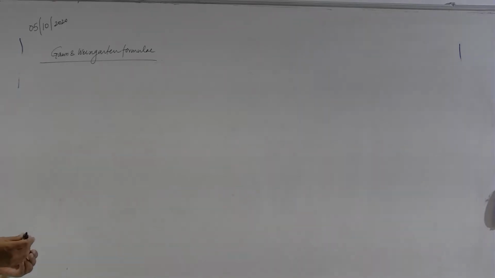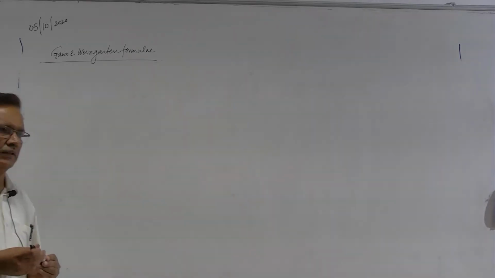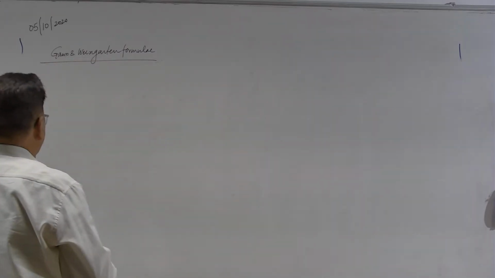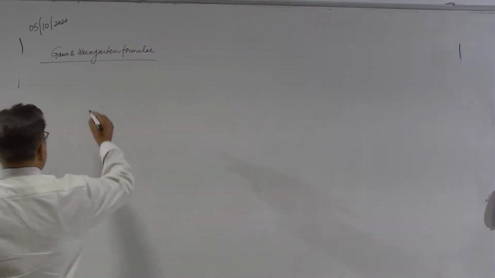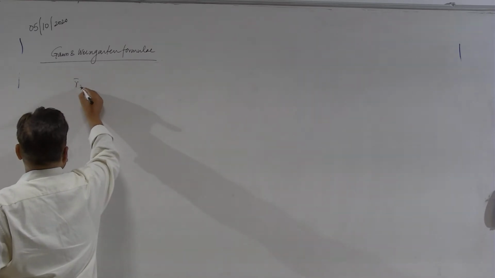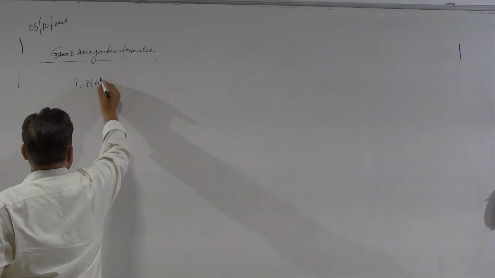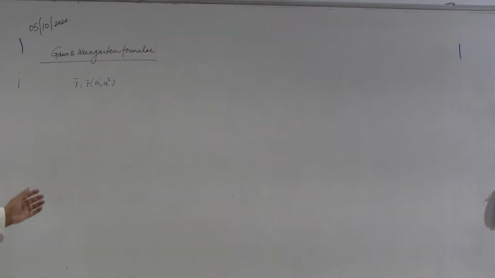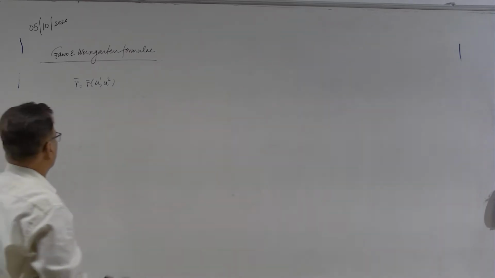So, Gauss and Weingarten formulas are very important formulas for surfaces. As you know, if you have a surface r equal to r of u1, u2 with parameters u1 and u2, I assume that the surface is regular of at least class C2. This will be assumed throughout.